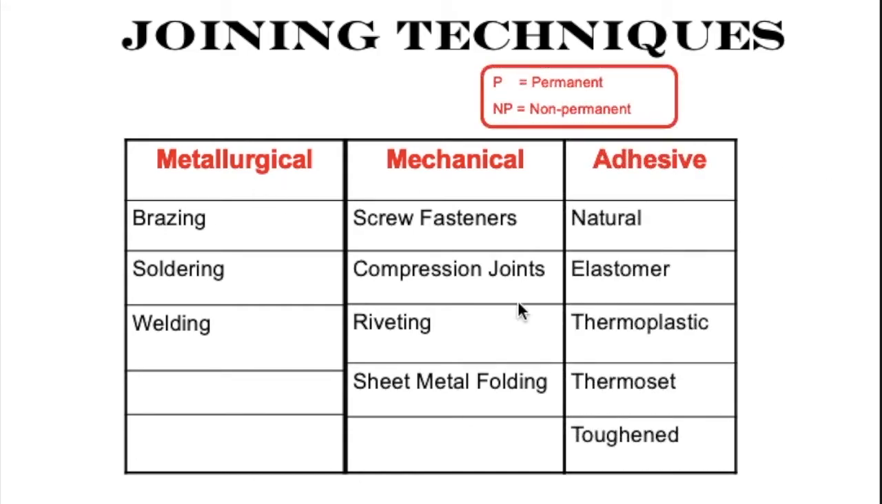In all these types of joining techniques, some of them can be permanent while others are non-permanent. The metallurgical ones are all permanent joining techniques. The mechanical ones, some are non-permanent, others are permanent. And then the adhesives are obviously all permanent.